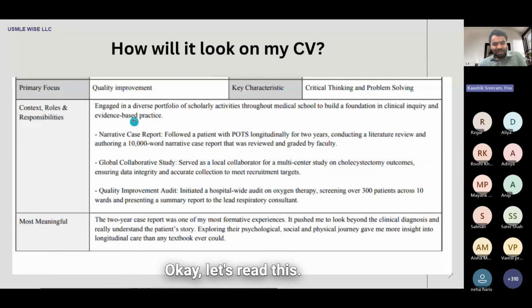Okay, let's read this CV. I think most of the people over here want to apply to residency. They want to match. I completely agree. Very, very noble task. Now, Aditya, let's read what is written in this CV, the research section. Can you read?